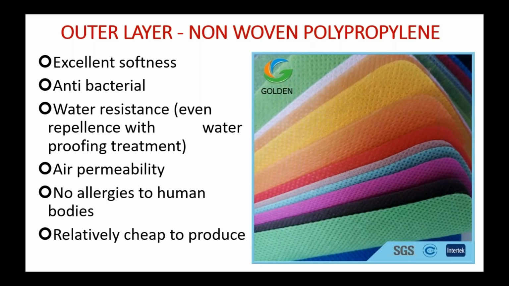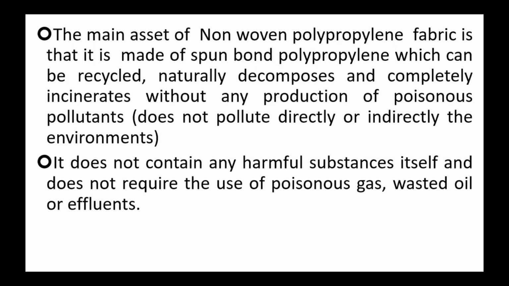I told this point: non-woven polypropylene has excellent softness. It is antibacterial, and it has good waterproofing tendency, water repellency, etc. Then air permeability, which is very important, and it does not cause any allergies to human bodies, and is relatively cheap to produce. The main asset of non-woven polypropylene is that it is made by the spun bonding technique, and it can be recycled. Naturally, polypropylene gets decomposed and completely incinerates without any production of poisonous pollutants, which is very important, as pointed out by our principal sir of Osmania University.